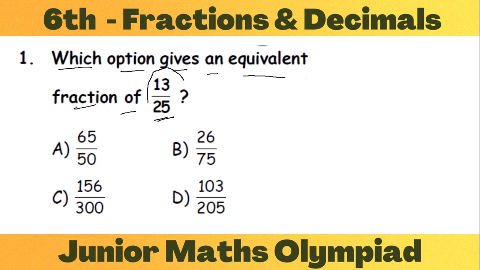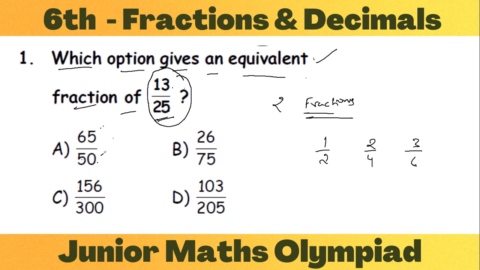So here the given fraction is 13 by 25 children. We have 4 more options. We have to find out which fraction will be equivalent to the given fraction. So here 2 fractions are said to be equivalent, though the numerators are different, though the denominators are different, if they have the same value, like 1 by 2, 2 by 4, 3 by 6, these 3 are different fractions, but their value is same.